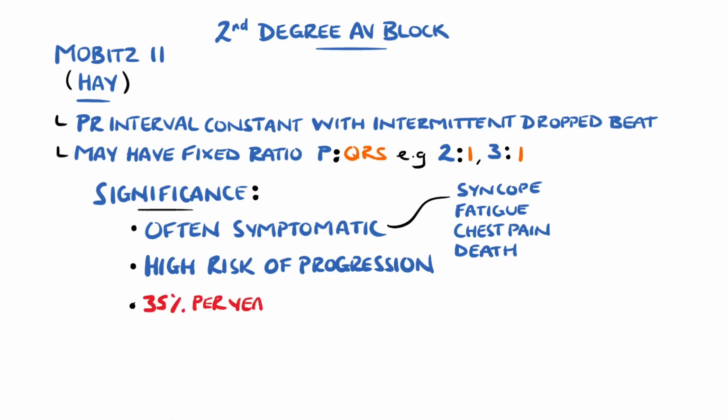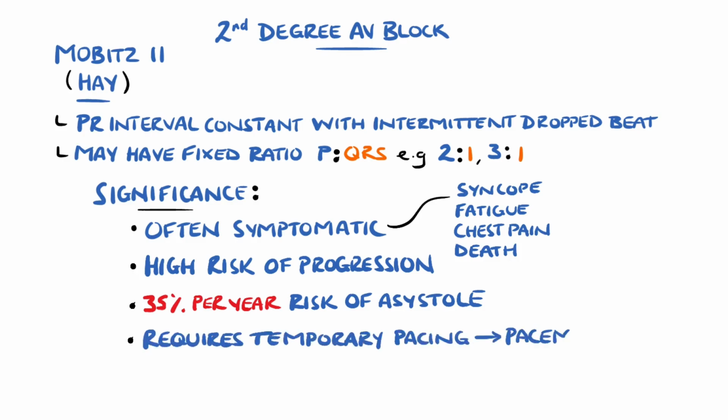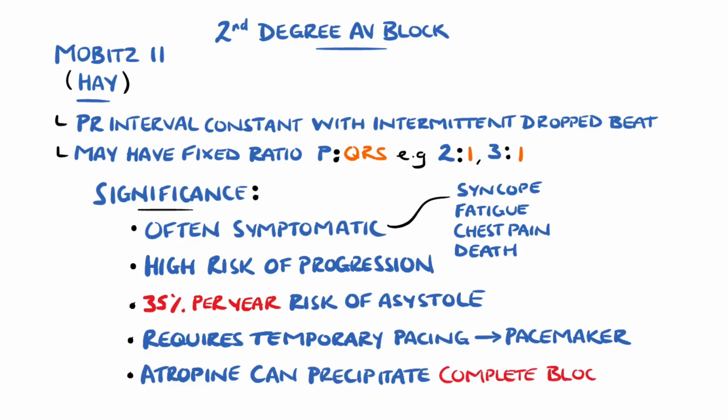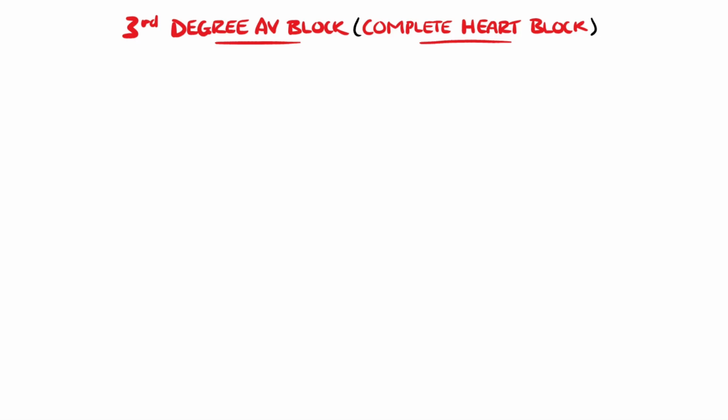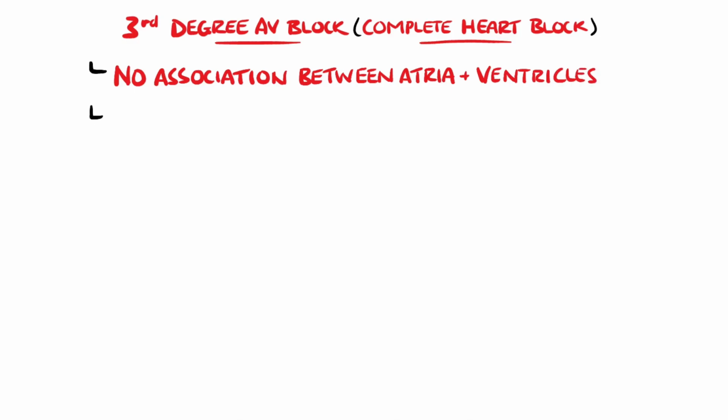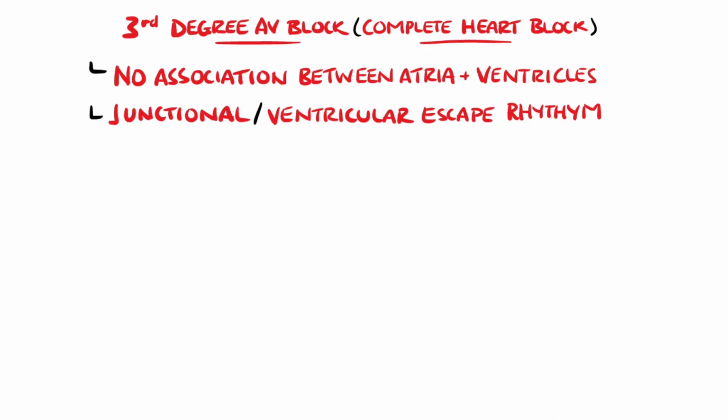There is a risk of around 35% per year of asystole with Mobitz 2, and it will need temporary pacing up until a permanent pacemaker is placed. Importantly to note is that atropine can precipitate third-degree heart block in Mobitz type 2. Third-degree AV block is also known as complete heart block, where there is no association between atrial and ventricular contractions. This means that the rhythm causing blood to leave the heart is either from a junctional or ventricular escape rhythm.